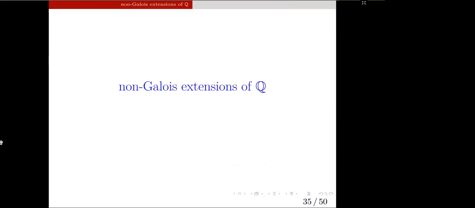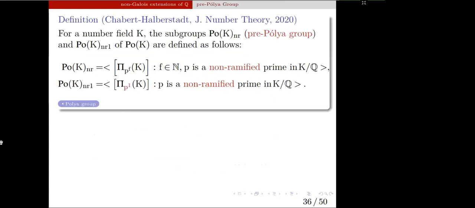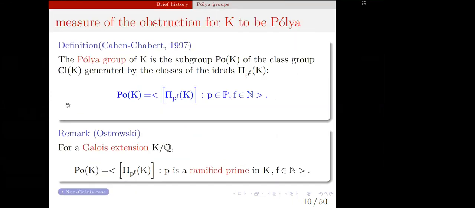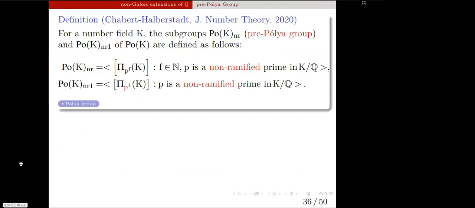In the last section of my talk, I am going to talk about non-Galois extensions. As I stated before, investigating Pólya groups and Pólya fields is more difficult than for the Galois ones because, as we saw before in this slide by the Ostrowski remark, for a Galois extension the Pólya group of K would be generated by Ostrowski ideals for ramified primes. Besides, for non-Galois ones, we have to consider all primes, ramified or non-ramified.